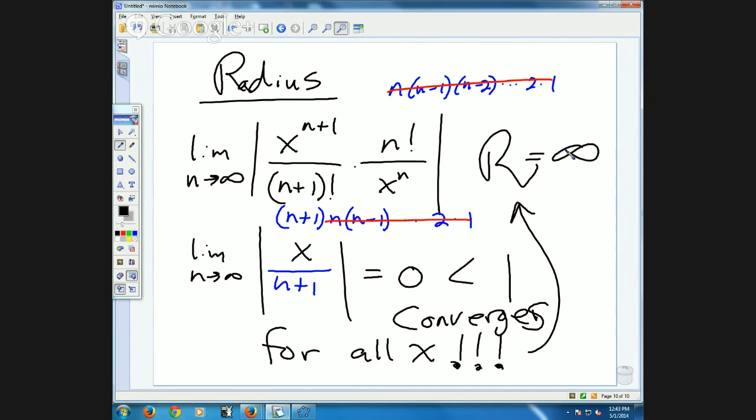That's a weird R. Yeah, you can have an infinite radius. This converges for all real numbers. That's an infinite radius, centered at 0. No matter what x is, this converges.